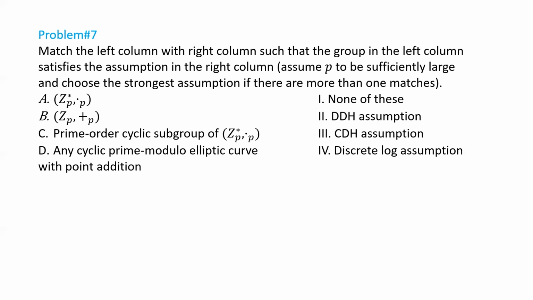If you have sufficiently large P, and by sufficiently large we have seen in the lecture that the length of P, that is the number of bits to represent P, is greater than or equal to 2048, so in the range of a 2048-bit prime number, then any prime order cyclic subgroup of ZP star will satisfy all these three assumptions: DDH, CDH, and discrete log. And DDH being the strongest assumption, we will map C to 2 actually.